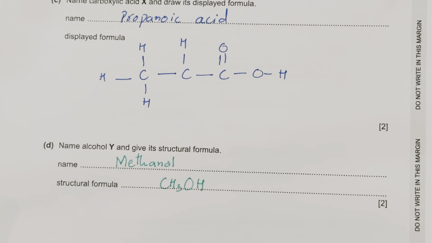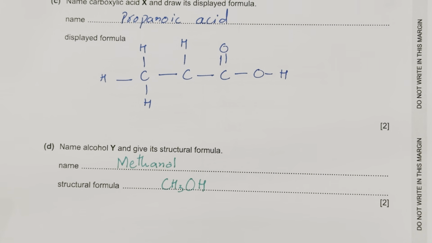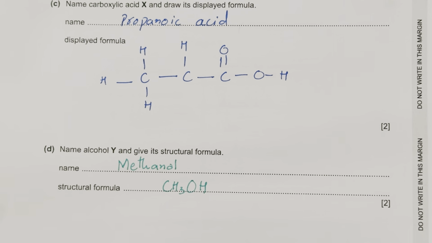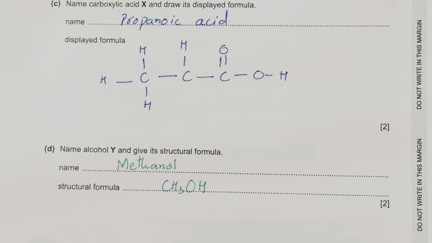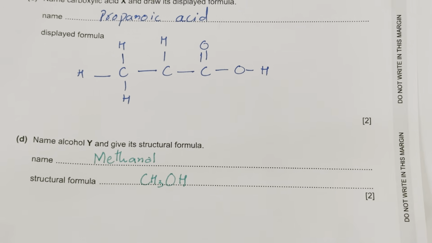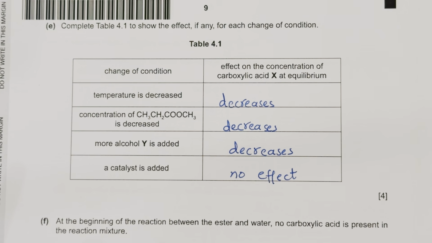Name alcohol Y and give its structural formula. Alcohol Y would be methanol and its structural formula will be CH3OH. So this was a very easy question. Moving to its E part.